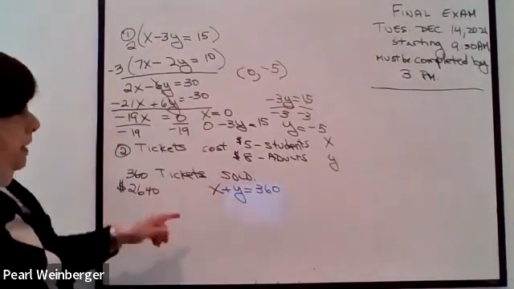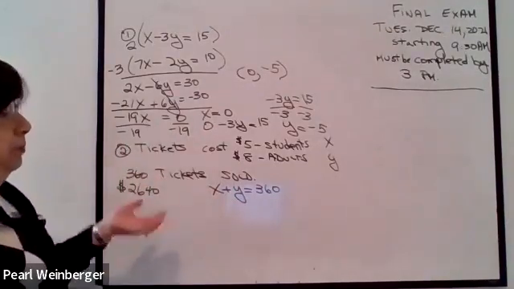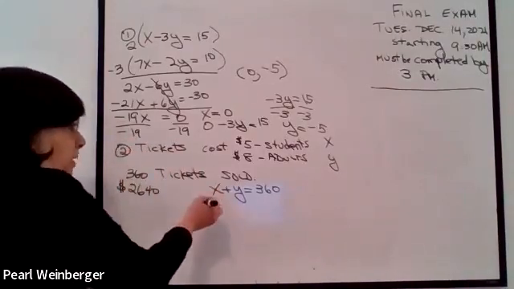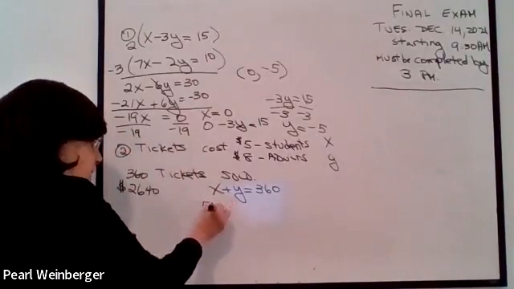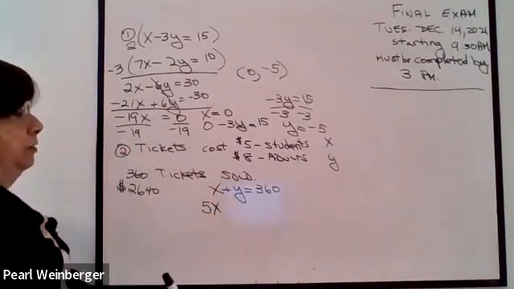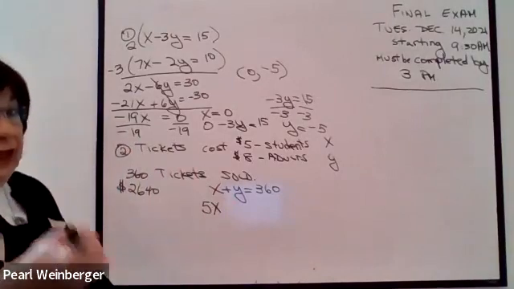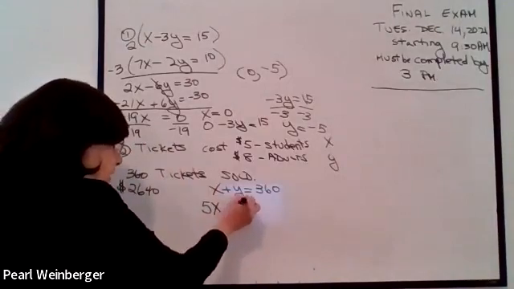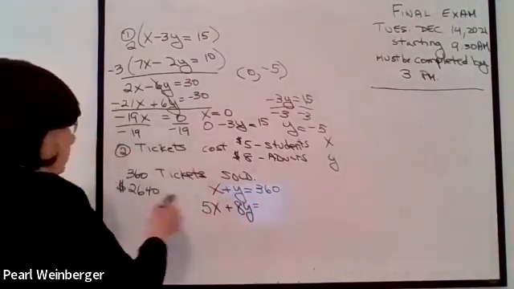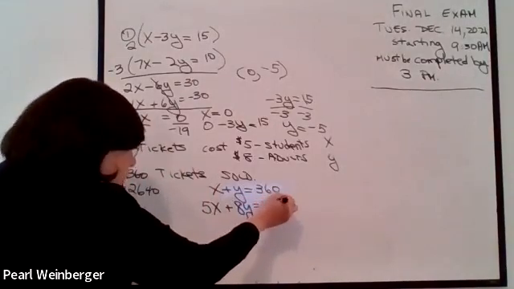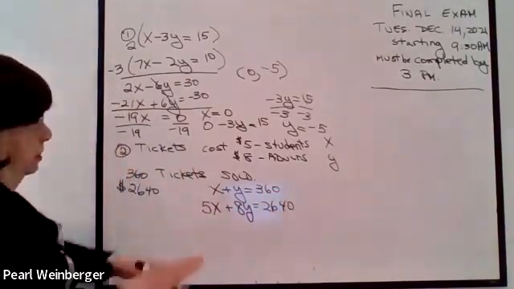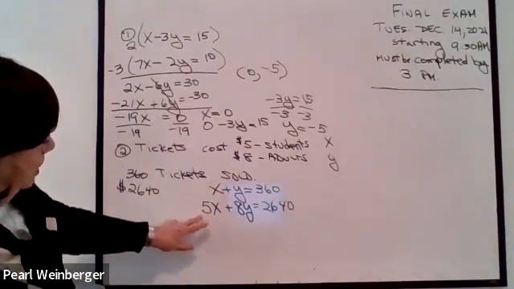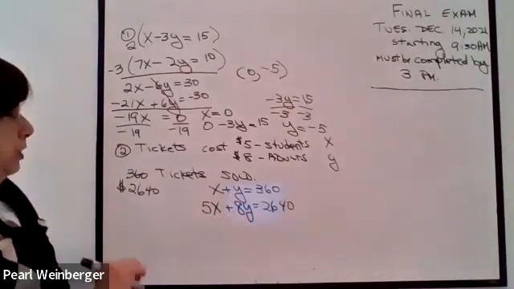Next, we have to think about how much money was made. Now, how do we make money? For each student ticket, we got $5. So the total amount of money from the student tickets was 5 times X. And the total amount of money from the adult tickets was 8Y, because each adult ticket was $8. So if we take the 5X plus the 8Y, that'll give us the total amount of money that was earned at this play. So now our second equation becomes 5X plus 8Y equals 2640.